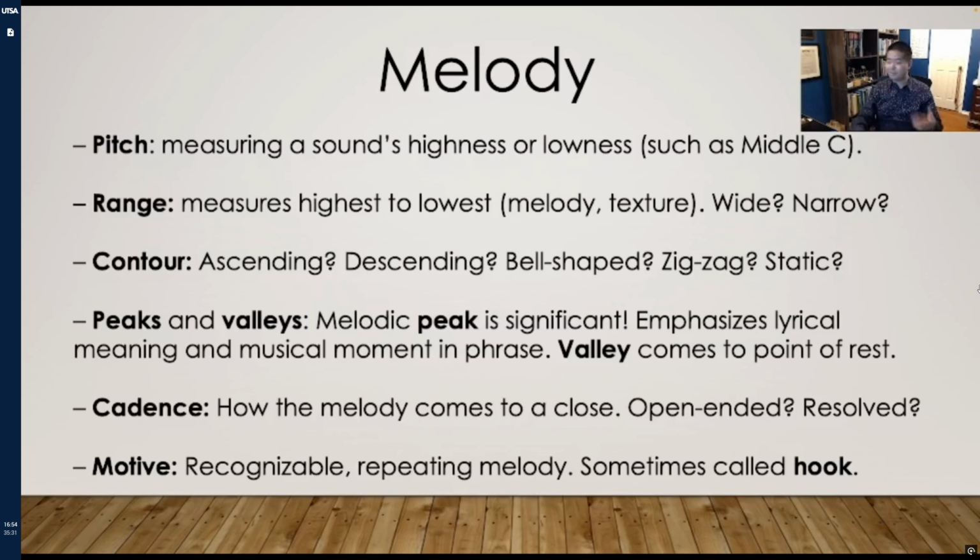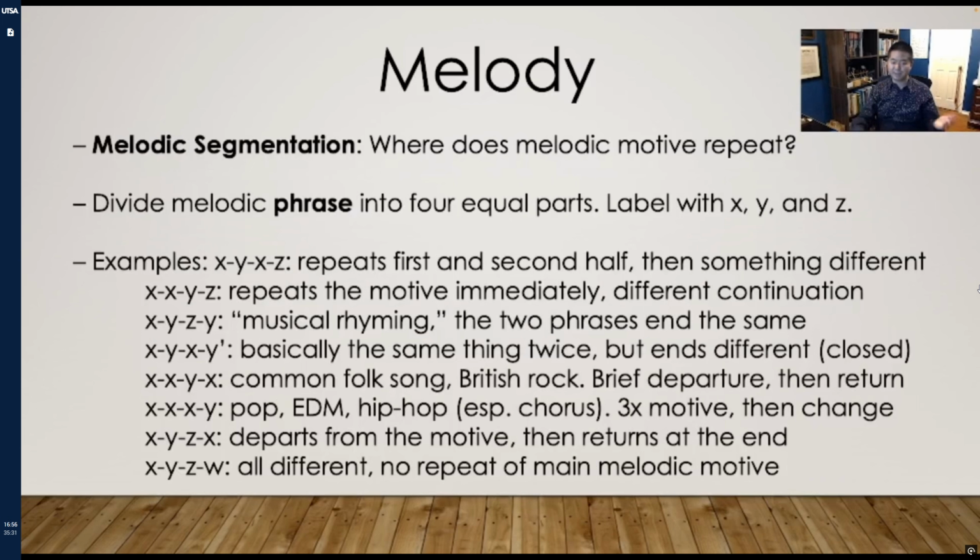Now, when we start talking about motives, it allows us to talk about melodic segmentation. That's sort of a fancy word to basically mean where does the melodic motive repeat and how does that structure the phrase. So the way this works is that generally we can divide a melodic phrase that we hear into 4 equal parts, and then we can label them as X, Y, and Z. What we're looking out for is where there is a repeat in the melodic phrase, and there we can put another X. That all sounds kind of abstract, but I think you'll see how it works.